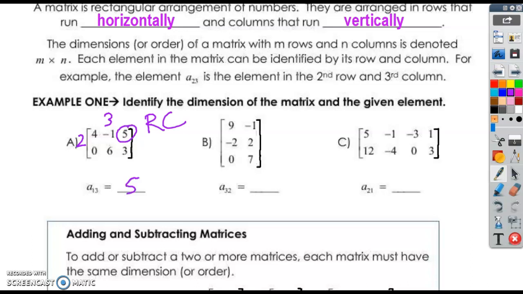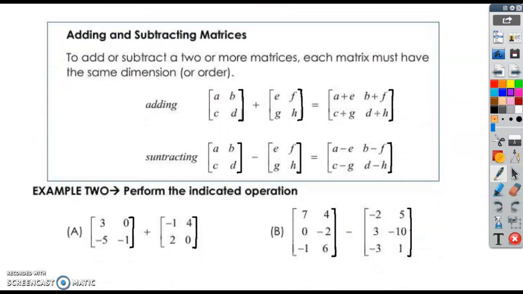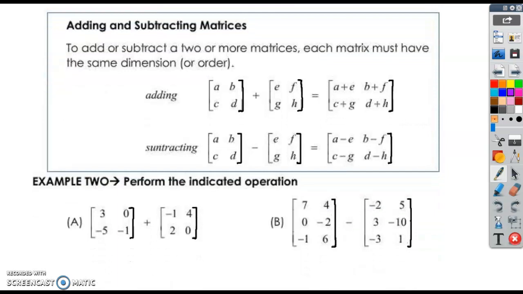This one is a 3 by 2. And that's going to be element, that's a 7. This is a 2 by 4, and that is A21, the element, that's a 12. Second row, first column. All right, now we're going to add and subtract these matrices.